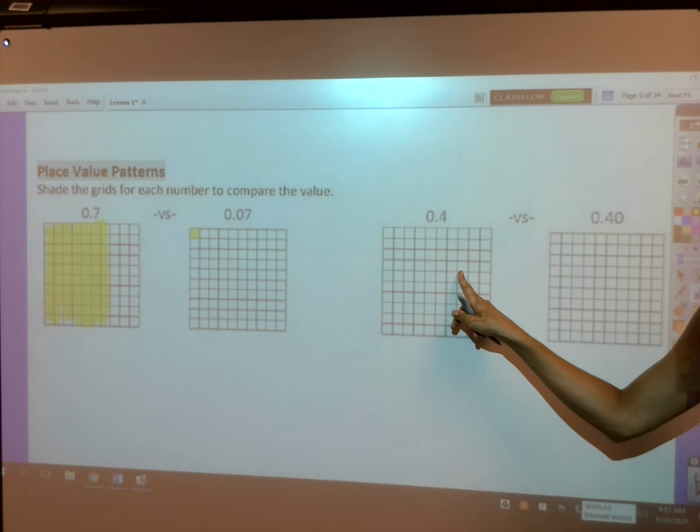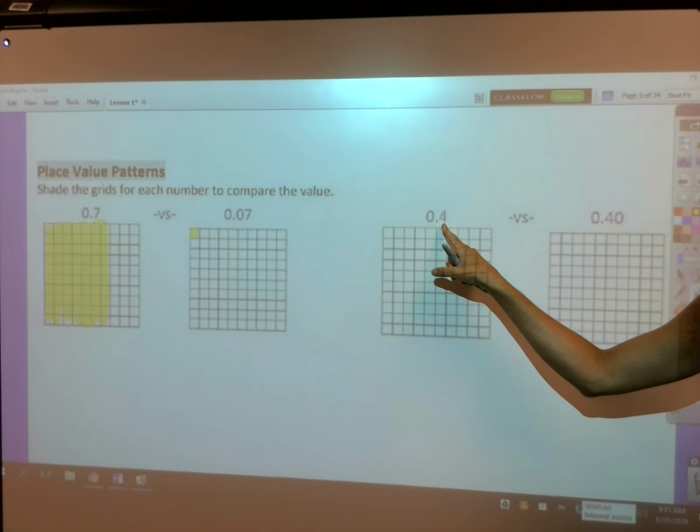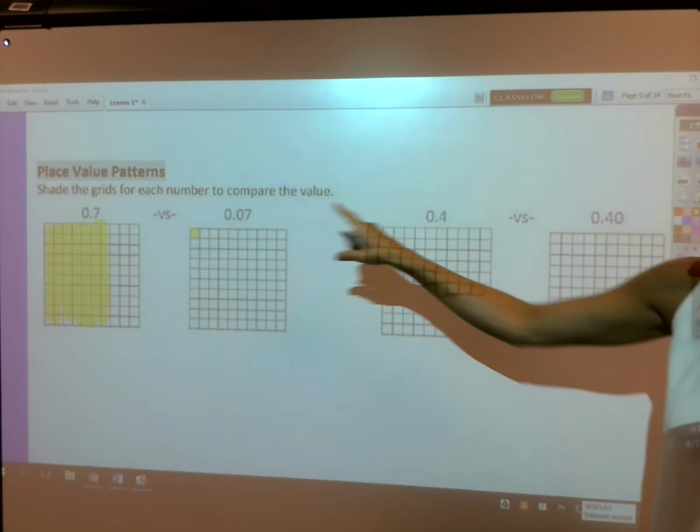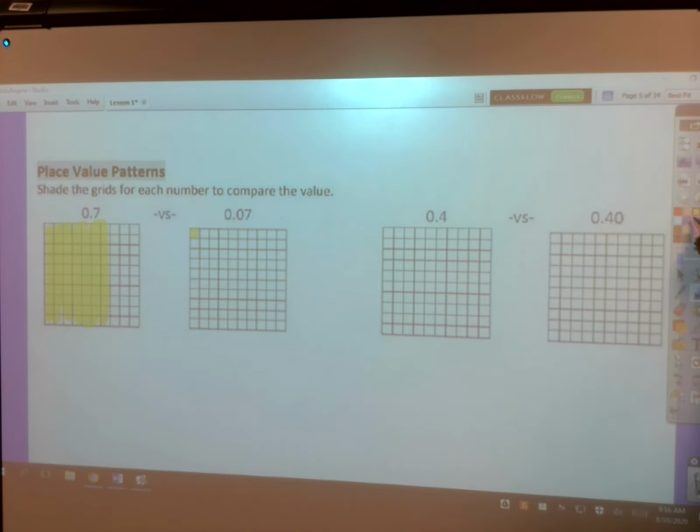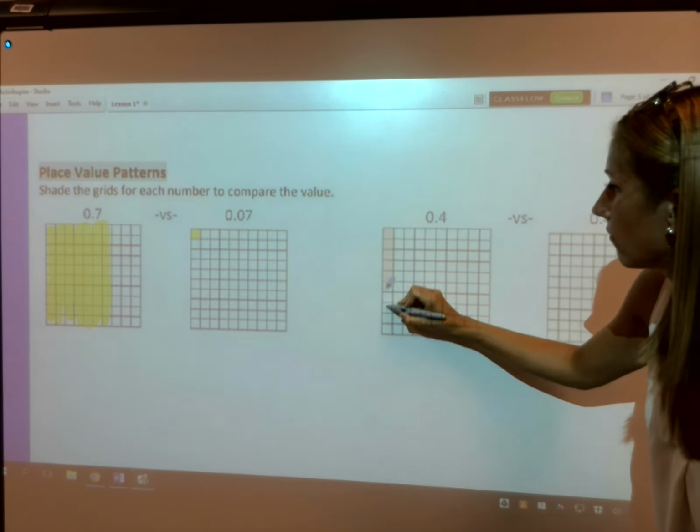So what are we thinking here? 4/10. Well, that one is very much like our 7/10, right? So our 4/10, we have 1/10, 2/10, 3/10, 4/10. Okay. So 4 of those rods, 4/10. Got it.